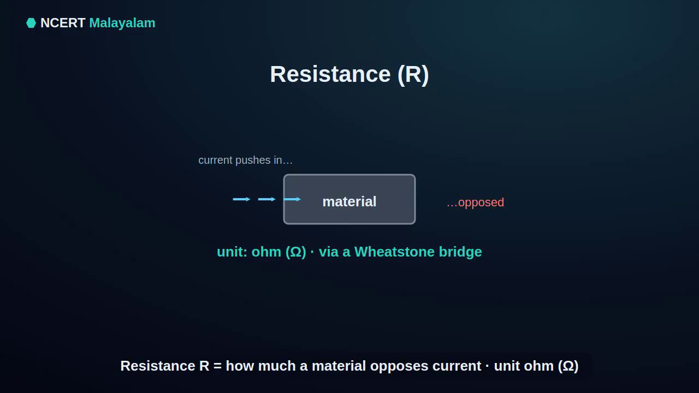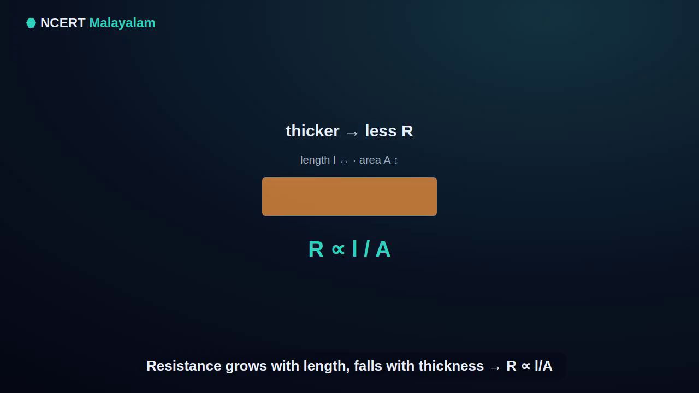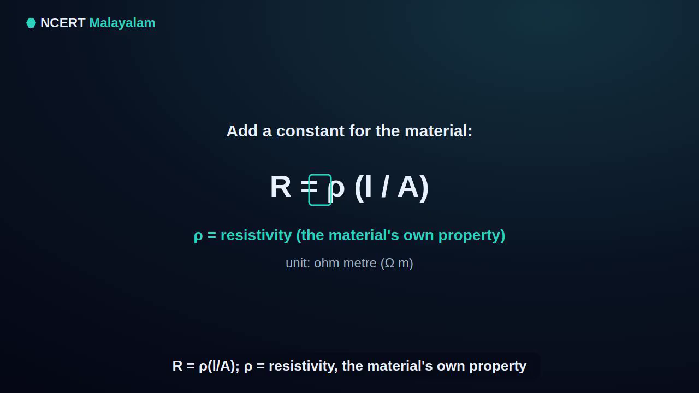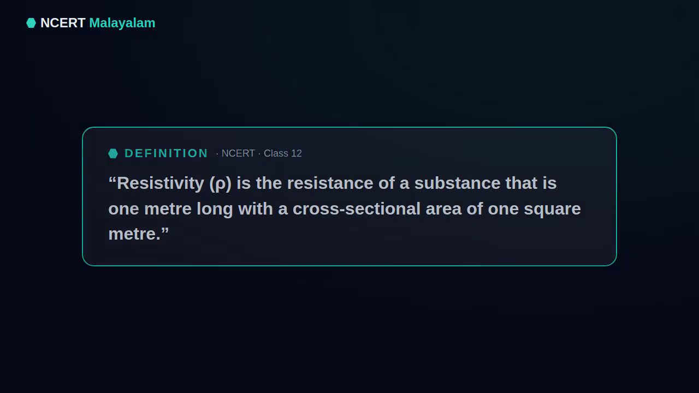Its unit is the ohm. Resistance grows as the material gets longer, and it falls as the material gets thicker. So resistance is proportional to length divided by area. We can write this fully as resistance equals ρ times length divided by area. Here ρ is the resistivity, which is the material's own property.